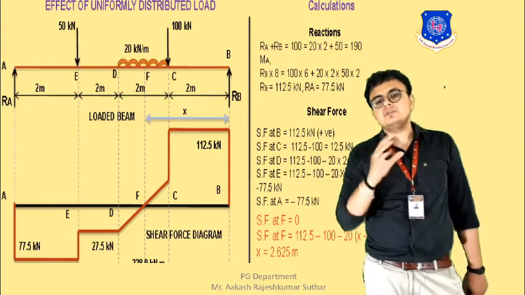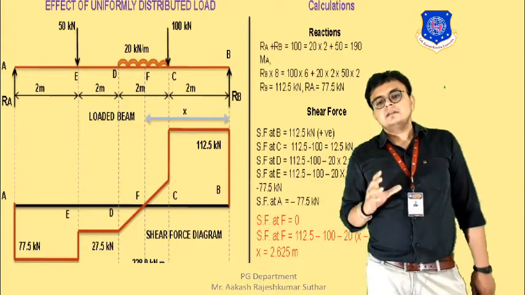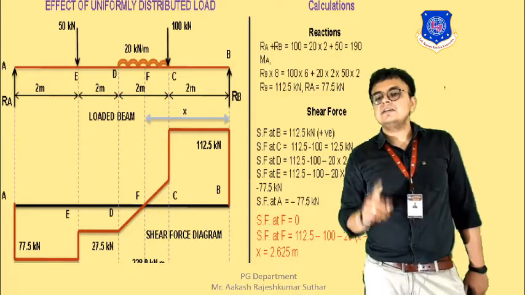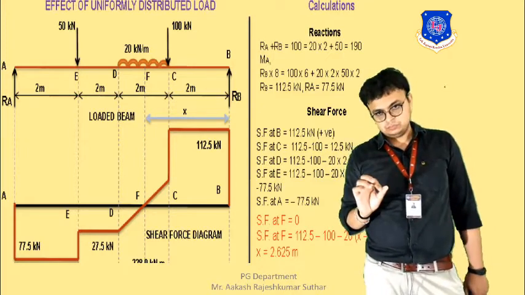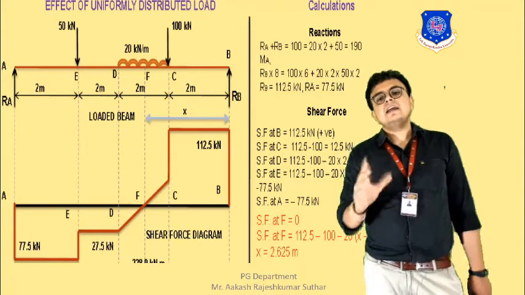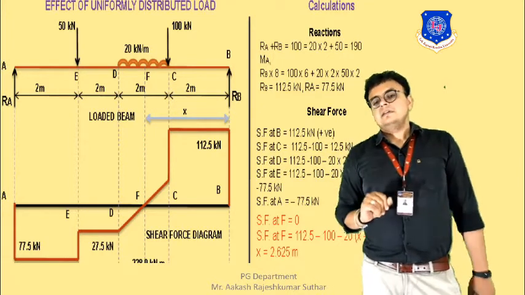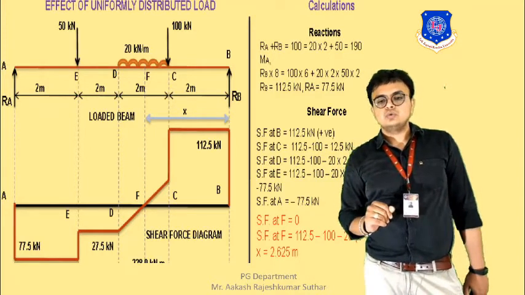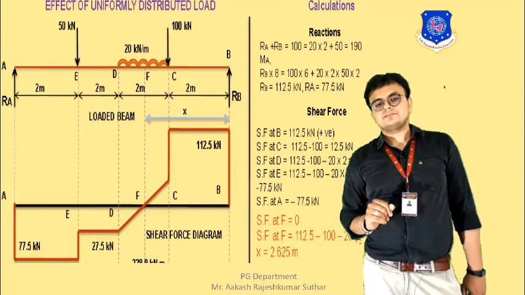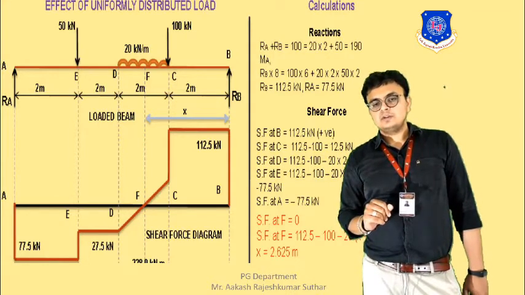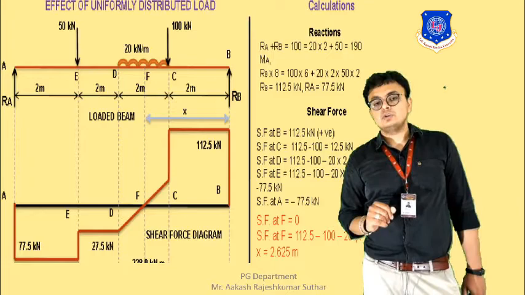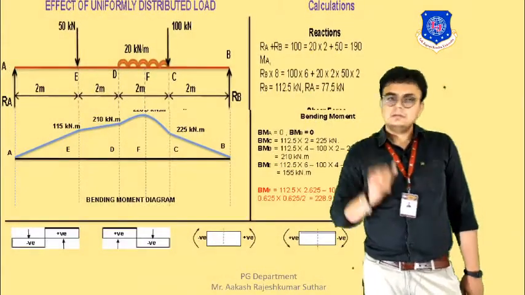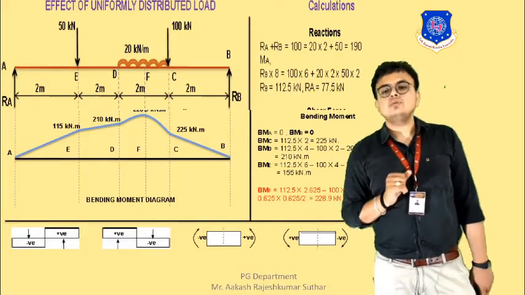So basically the shear force at F will be equal to 112.5 minus 100 minus 20 into (x minus 2). In this way we can find the value of x. So it will be at a distance of 2.65. Okay, so at 2.65 we have the shear force equal to 0. Now we have found all the shear forces.